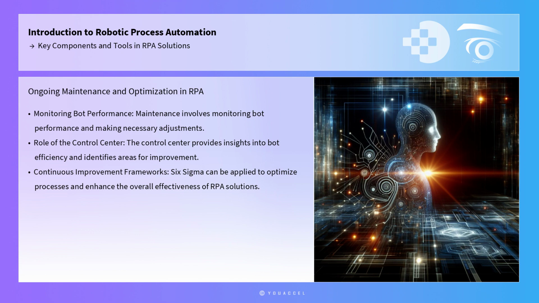Maintenance is an ongoing process that involves monitoring bot performance and making necessary adjustments. The control center plays a pivotal role in this phase, providing insights into bot efficiency and identifying areas for improvement. Continuous improvement frameworks such as Six Sigma can be applied to optimize processes and enhance the overall effectiveness of RPA solutions.